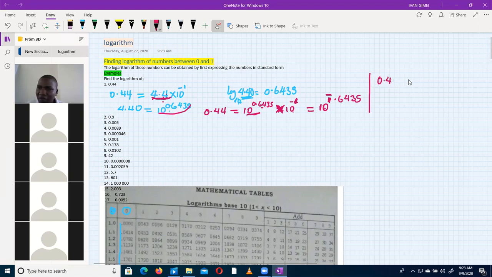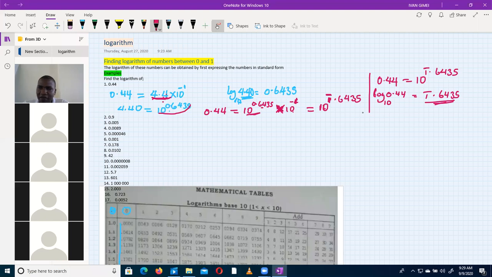So that means that 0.44 is equivalent to 10 to the power of bar 1.6435, like that, which is now in index form. But if I write it in logarithm form, I'll say the logarithm of 0.44 to base 10 is equivalent to 1 bar 0.6435. So this is the logarithm I was looking for. And that's what we do. When you have numbers between 0 and 1, that's how you get the logarithm.